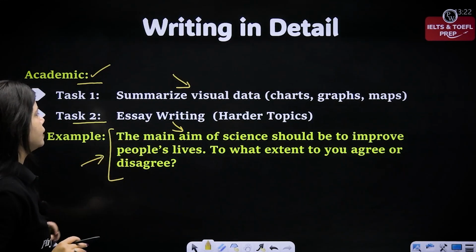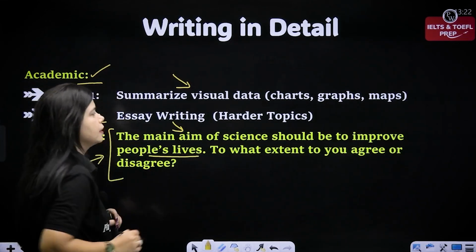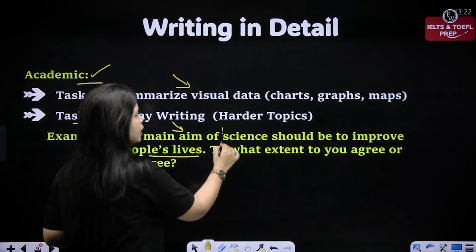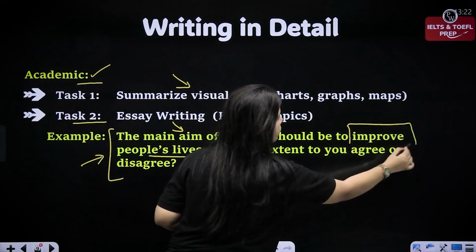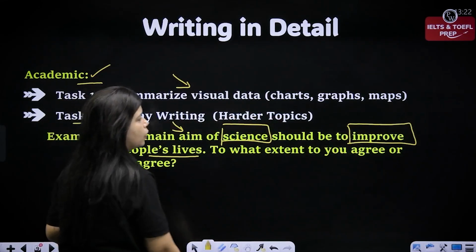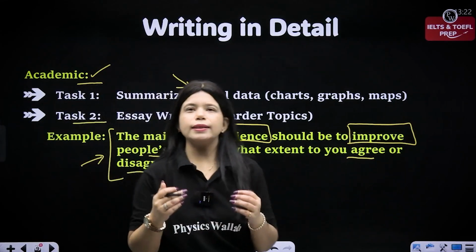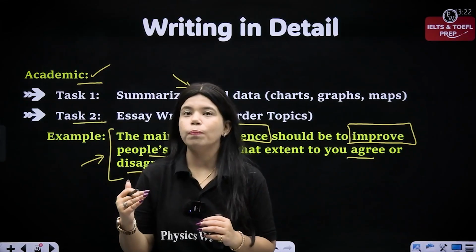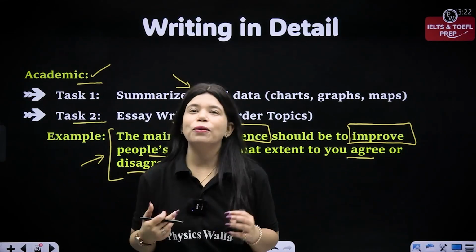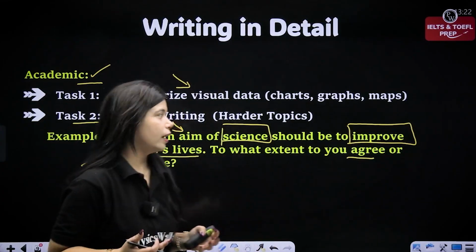So here our question is, the main aim of science should be to improve people's lives. Now the main context here is science, and they are talking about science with regards to improving people's lives. And then they are asking your opinion, to what extent do you agree or disagree. So you get these kind of topics in academic IELTS for your essays, which are a little complex and they require your critical thinking skills to generate decent ideas, right?